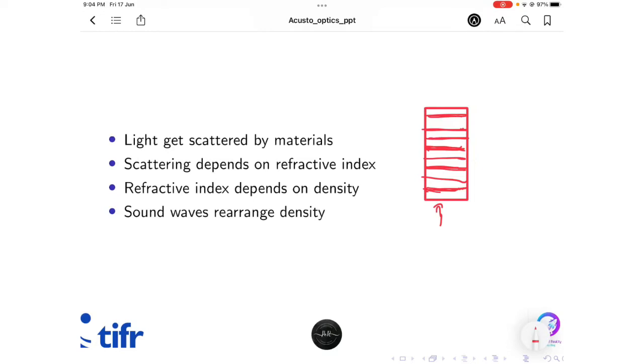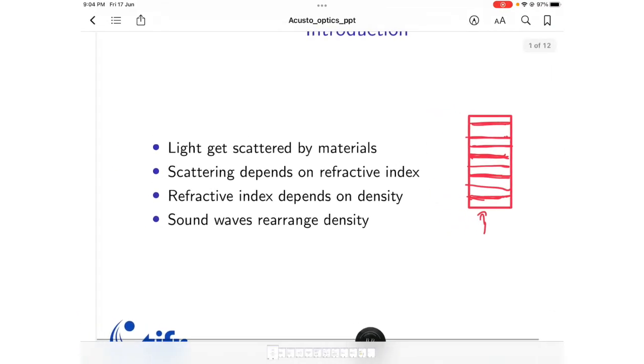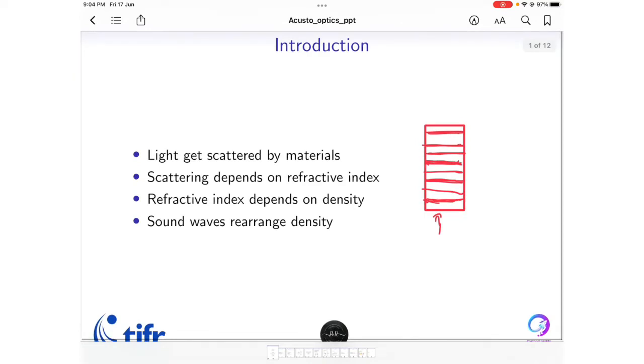Then after this, if we pass light through it, it will act as an optical grating. Then the light will get diffracted the same as in a grating. So this phenomenon is basically acousto-optics. That means the sound wave is controlling the optics of the system. That's why it is called acousto-optics.